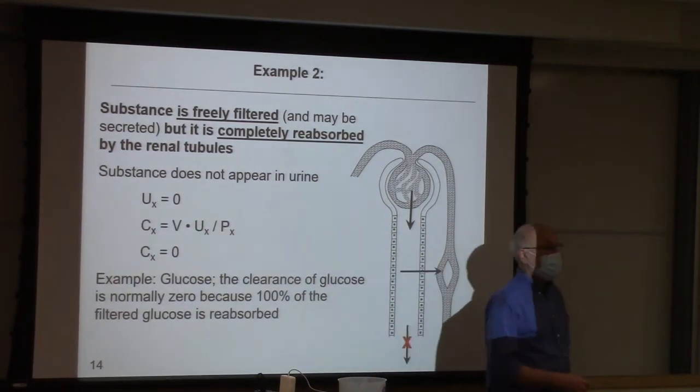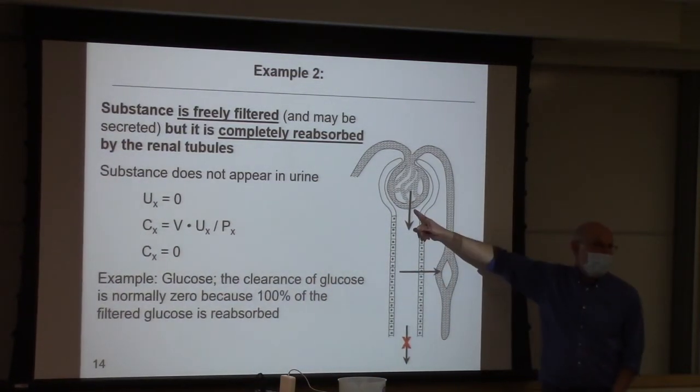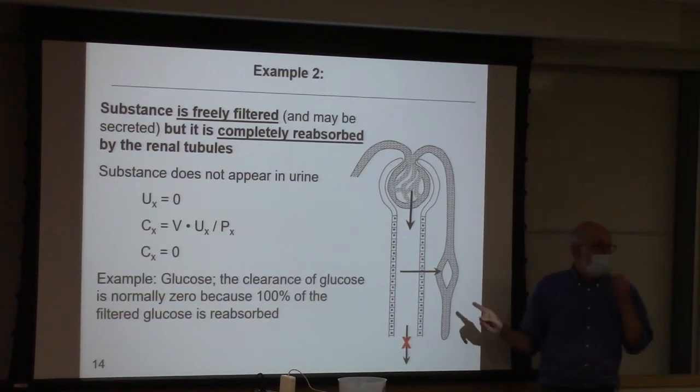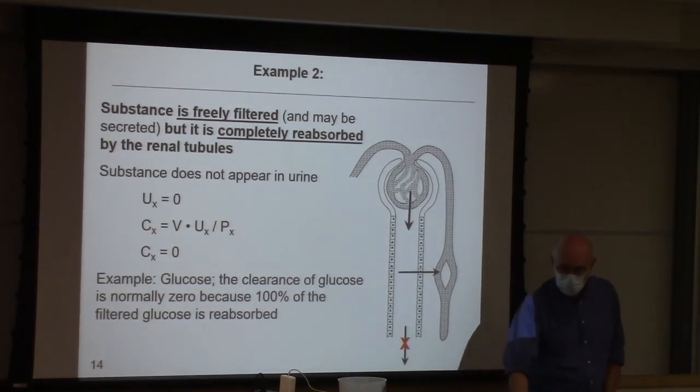So clearance of glucose is typically 0, but not because it's not filtered. It's freely filtered, but it's completely reabsorbed. We'll talk about that later.